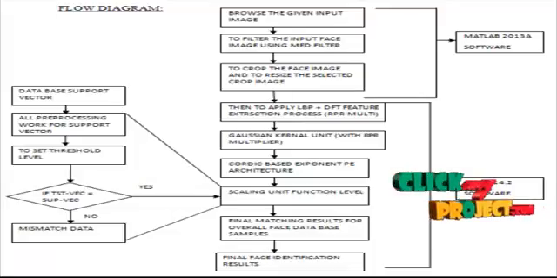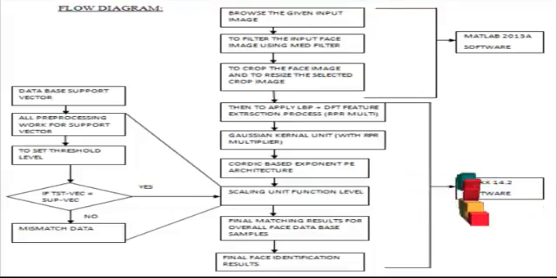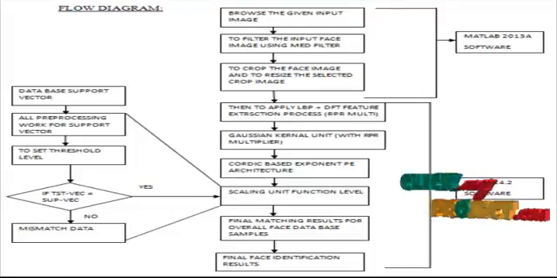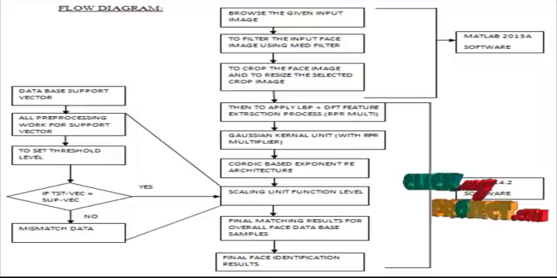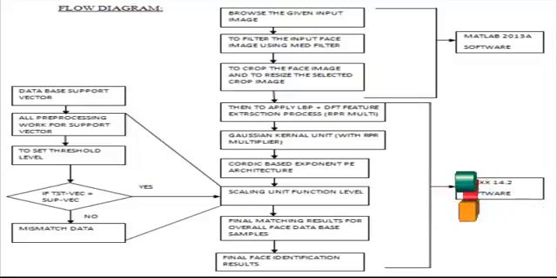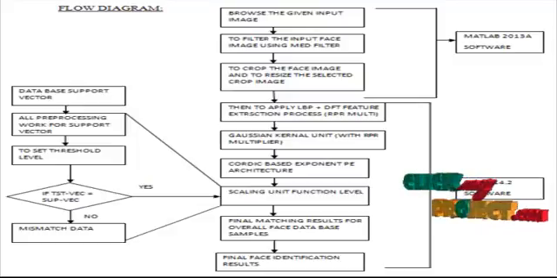Next we see the flow diagram for the project. First we select any one of the images from the overall dataset, and filter the selected input face image using the median filter. Then we crop the face image only, and resize the selected cropped image.